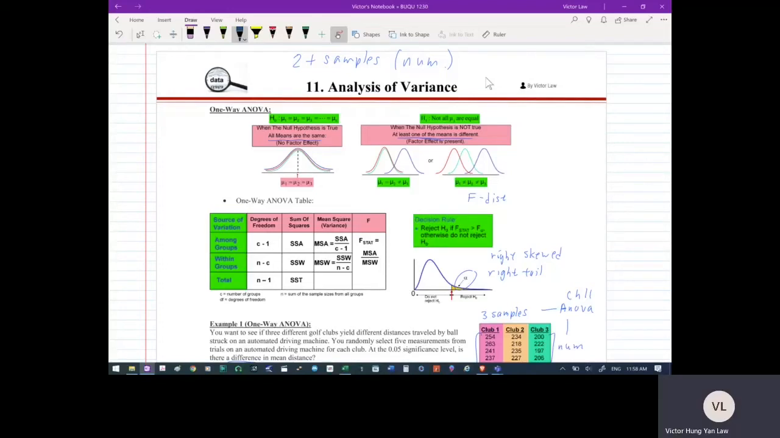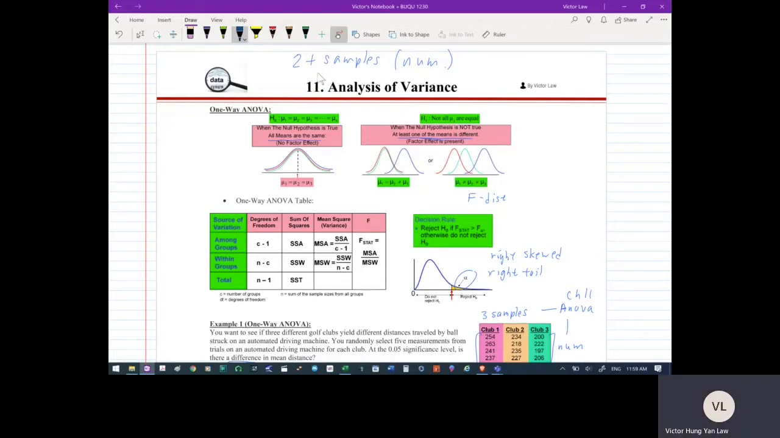Chapter 11, Analysis of Variance. In Chapter 9, we talked about one-sample hypothesis testing. In Chapter 10, we talked about two-sample hypothesis testing. So now in Chapter 11, we're going to talk about two or more samples hypothesis testing.